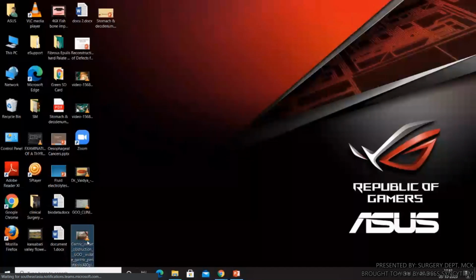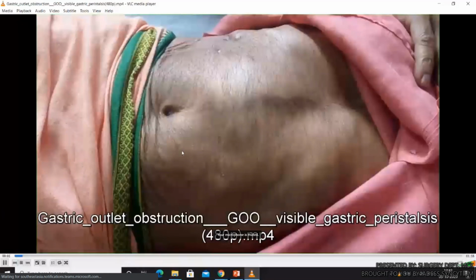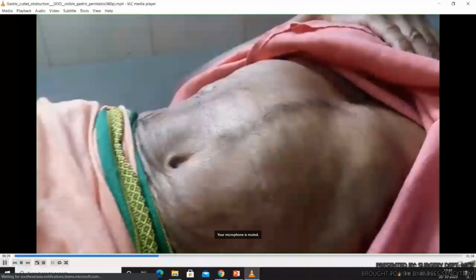Now visible peristalsis. This is the case of visible peristalsis. The peristalsis goes from left to right. In case of gastric outlet obstruction, the visible peristalsis occurs from left to right. But if there is obstruction in the distal third of the transverse colon, the direction of visible peristalsis will be reversed. It will be from right to left.